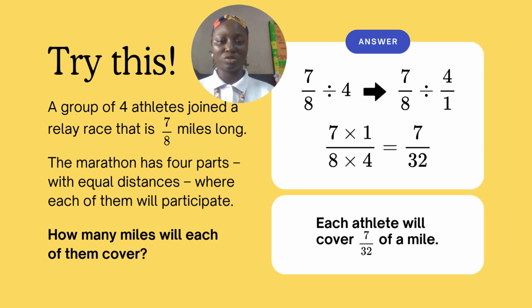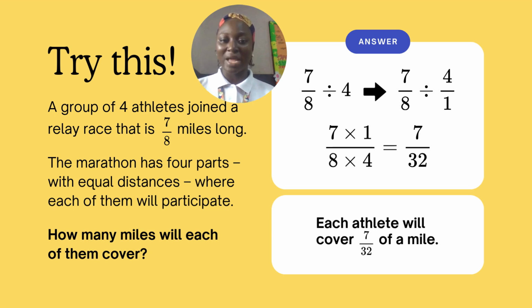The whole number 4 is also known as 4 over 1. So we have 7 over 8 divided by 4 over 1. Don't forget, the next step is to find the reciprocal of the divisor. The divisor is 4. So what is the reciprocal of 4? That is, the top number will become the bottom number. That will be 1 over 4. So we have 7 over 8 times 1 over 4.